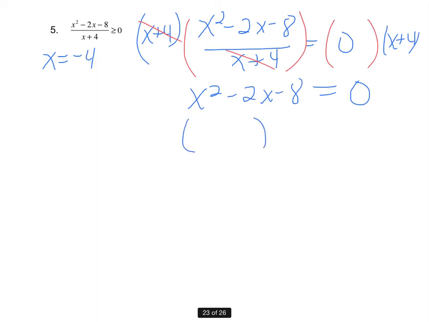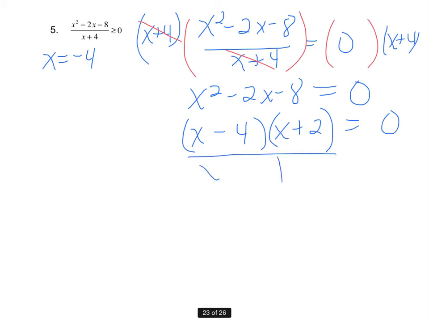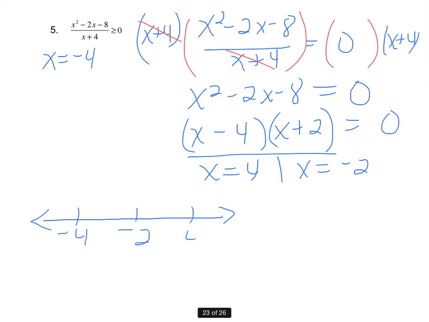All right, I'm going to factor in a T-bar to find my other values of x to put on the number line. It's an x and an x, and it looks like it's going to be a -4 and a +2. So I ended up with x is 4 and x is -2. I'm going to set up my number line and place all my values of x on it. So I have -4 here, -2 here, and +4 here.